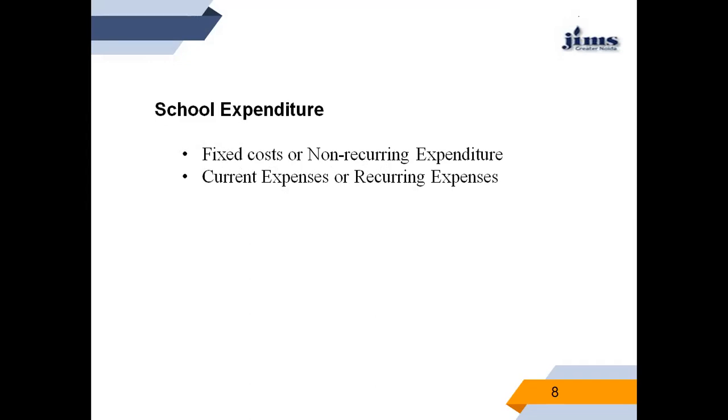Under the current expenses or recurring expenses are ongoing expenses required for running the school. The main items of such expenses are salaries of the teaching and the non-teaching staff, scholarships and stipends, assistance given to the weaker sections, administrative and maintenance charges, library periodicals, laboratory consumable items, etc.